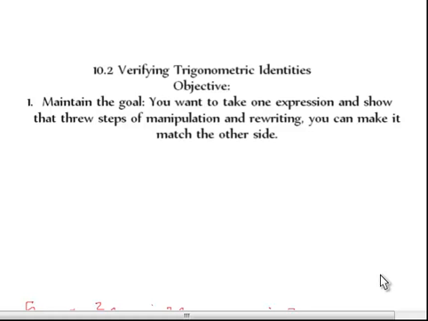this one expression set equal to the other, and what you have to do is maintain the goal that you want to take one expression and show that through steps of manipulation and rewriting you can make it match the other. So we're only going to be doing one at a time. It's not that you're solving for anything, you're just rewriting one side until it matches the other.